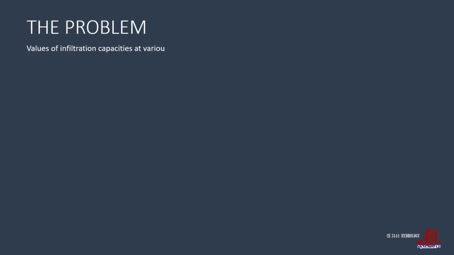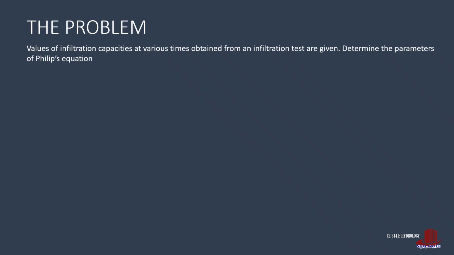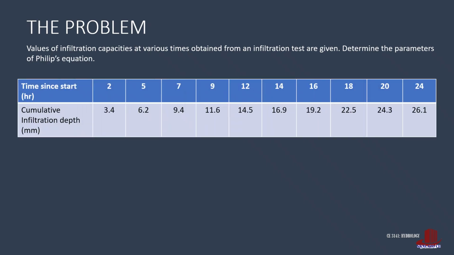Given the dataset of accumulated time and cumulative infiltration depth, we are to determine the function through Phillips equation. The dataset still consists of values considered as independent variables, with a set of values also known as dependent variables. So how do we create an equation from what we have?